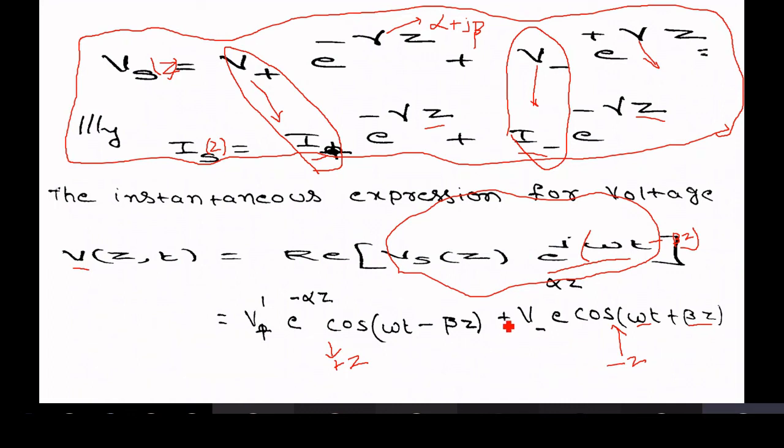Similarly, for current also, you can write the same expression. So what is the change? Only in place of V plus, you will get I plus, and similarly, in place of V minus, you will get I minus. Rest of the expression is the same. I of z comma t also you can write in a similar way.